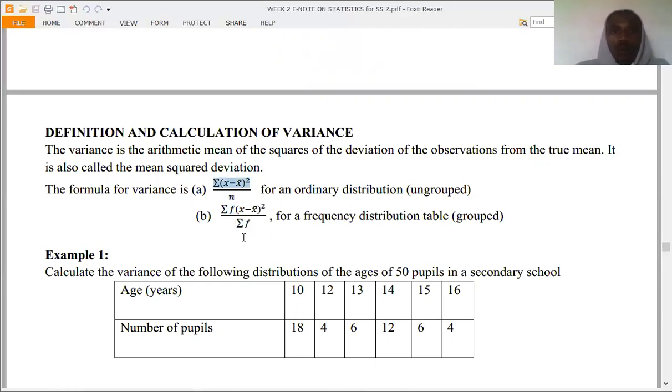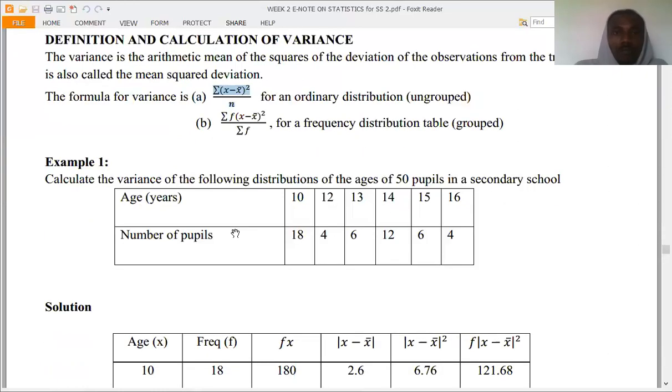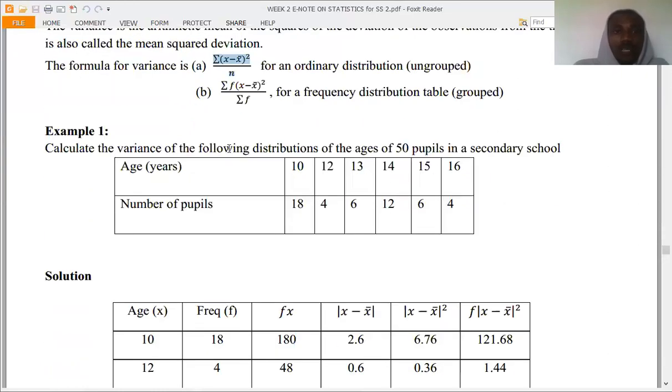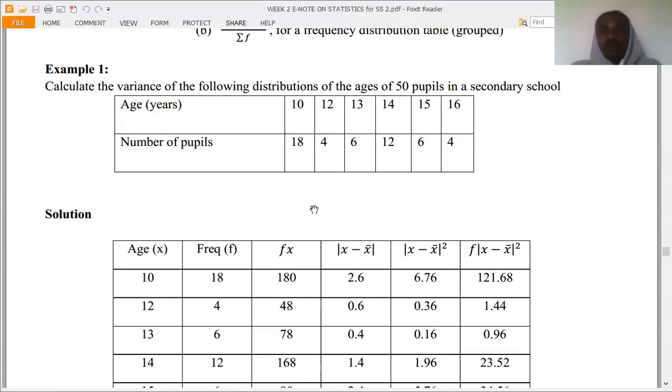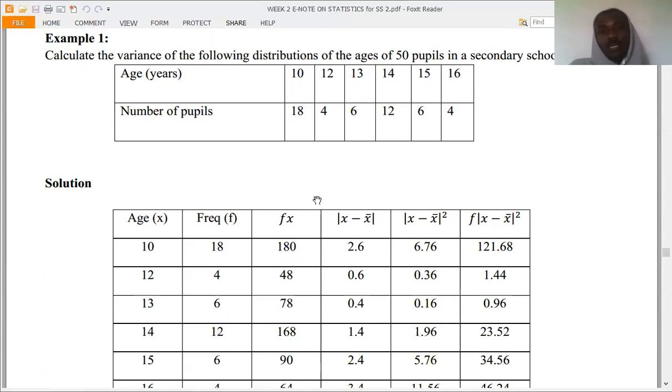Let's look at some examples on how to calculate the variance of a given data set. Example 1. Calculate the variance of the following distribution of the ages of 50 pupils in a secondary school. Ages are given as the first row of the table, while the number of pupils is the second row. Solution. Now you see that the tables we formed to calculate the mean, median, and mode for measures of central tendency are quite different from the table you'll be seeing right now, because here we're going to be adding more columns for us to be able to calculate the variance.